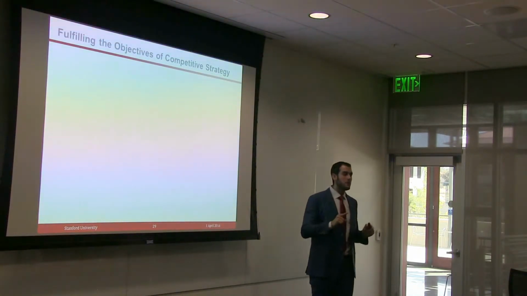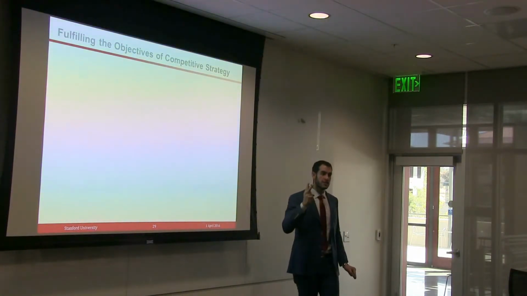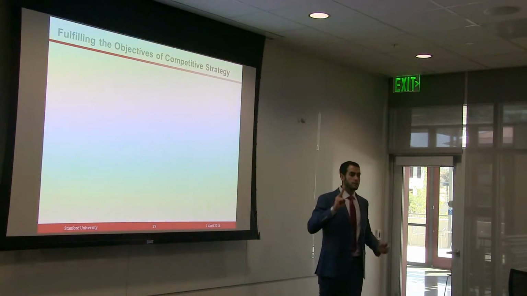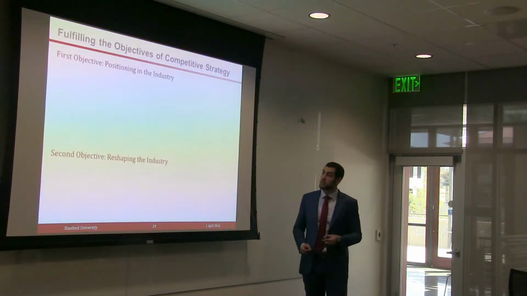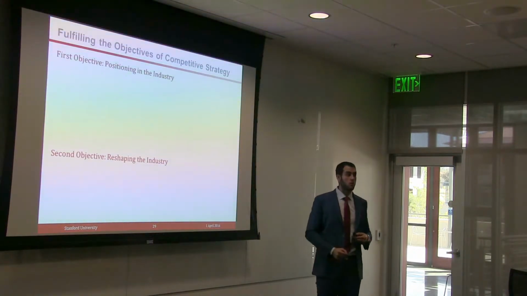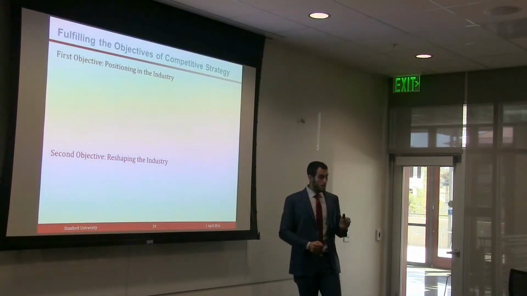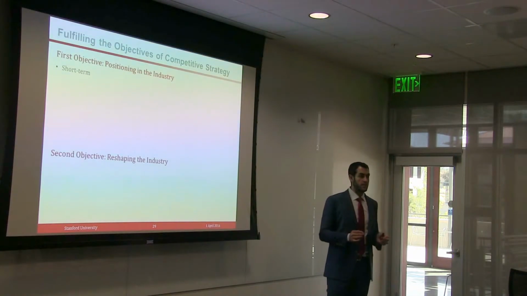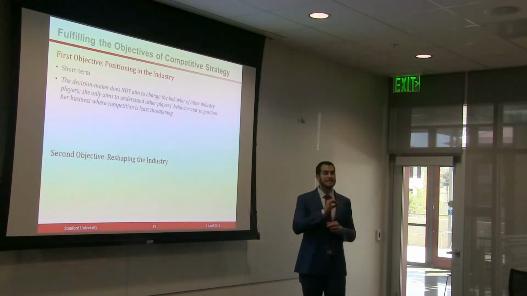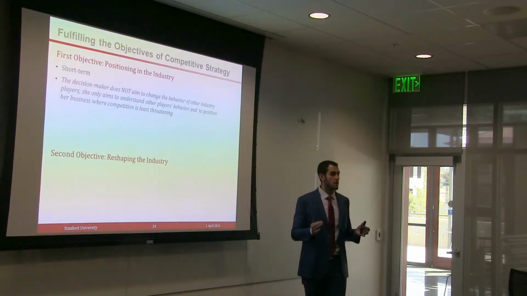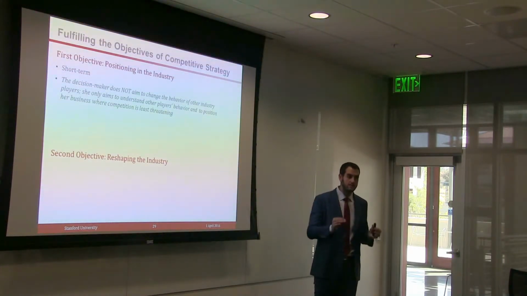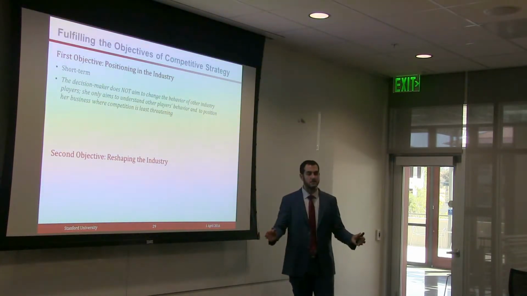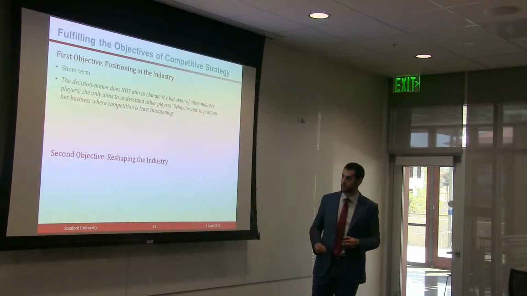And based on that decision analytic mapping, we update our thinking about the objectives. So now we say, you know what, there are actually only 2 strategic objectives for strategic positioning and for competitive strategy. You either want to position in the industry or you want to reshape the industry. Positioning in the industry is a short-term objective. Here, the decision maker does not want to change the behavior of industry players. She's only interested in looking at what is happening in the industry and positioning where competition is least threatening.